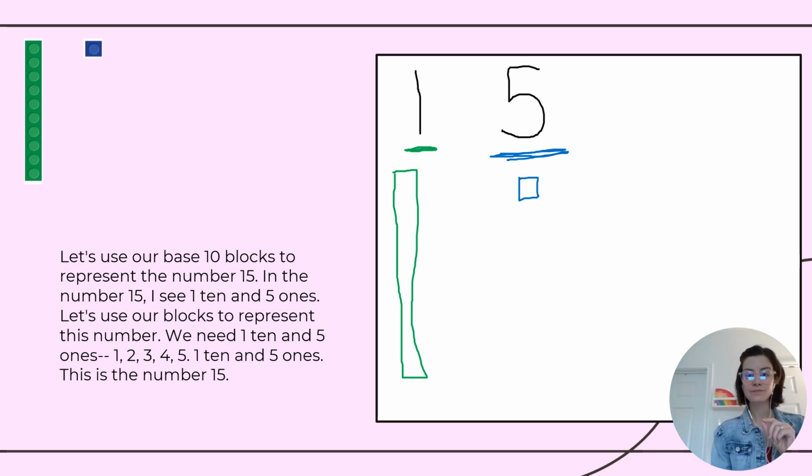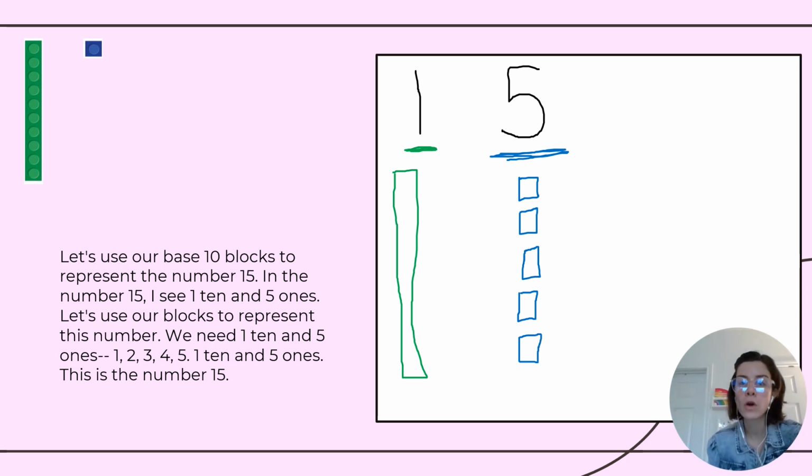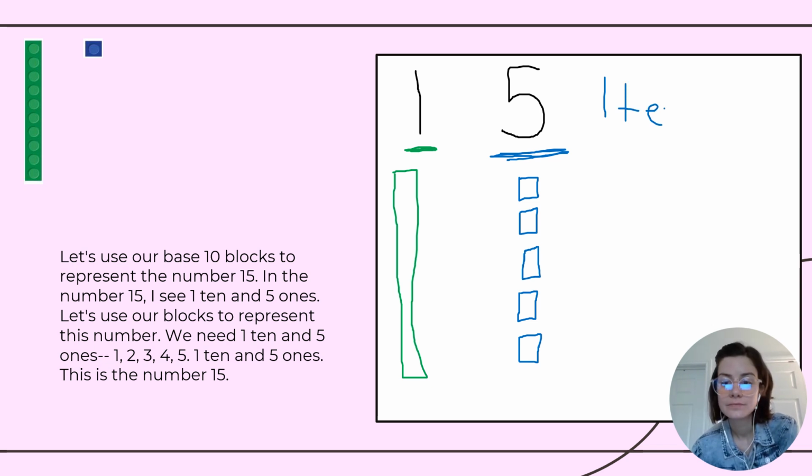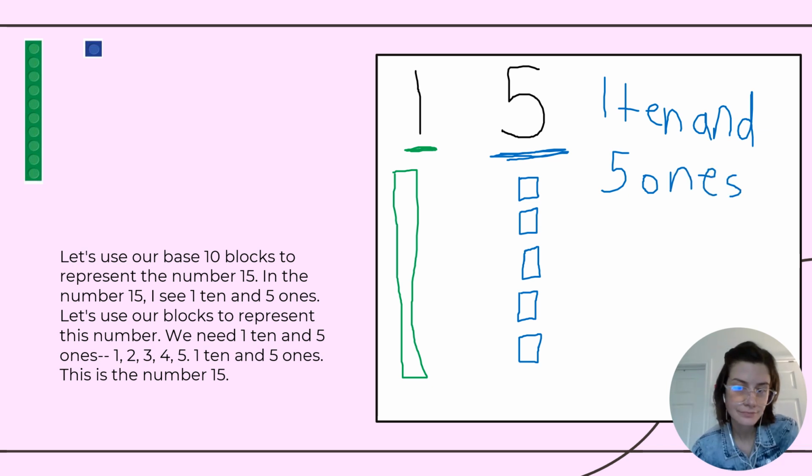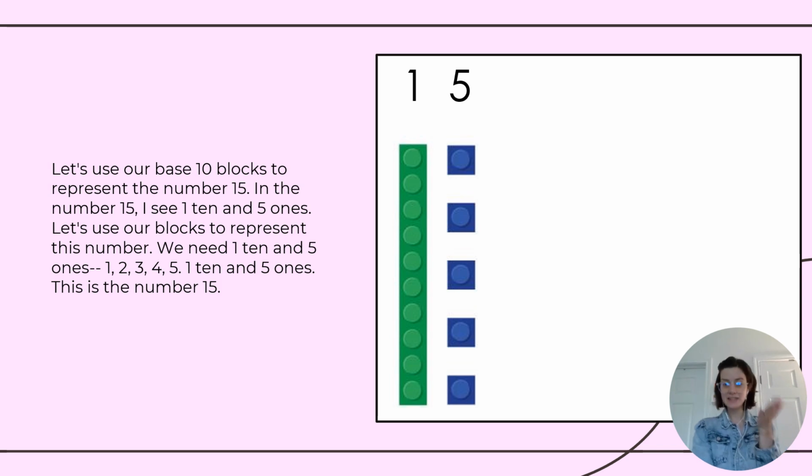Ready? 1, 2, 3, 4, 5. So my number is 15, or that is the same as saying 1 ten and 5 ones. Okay, and here we can see it here. 1 ten and 5 ones.